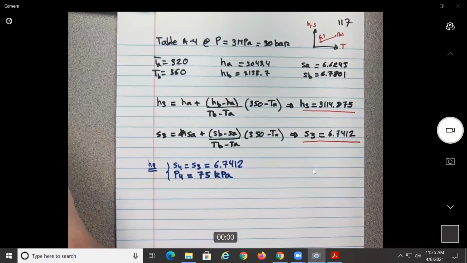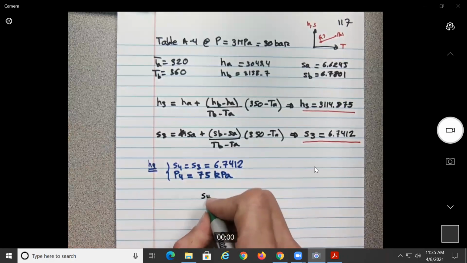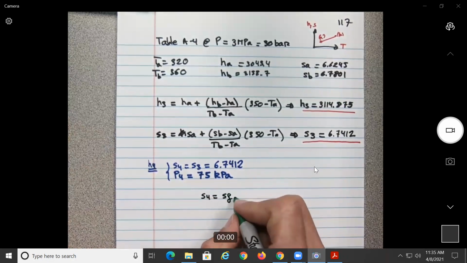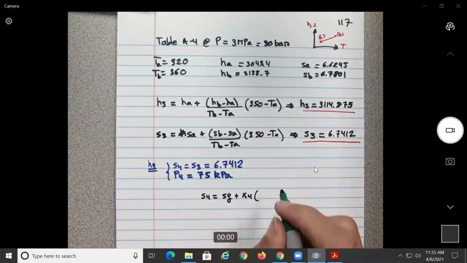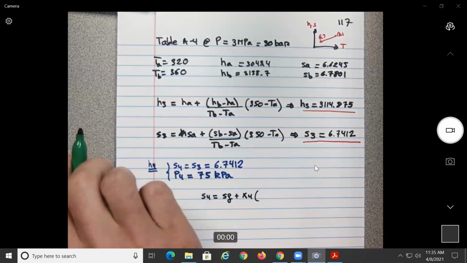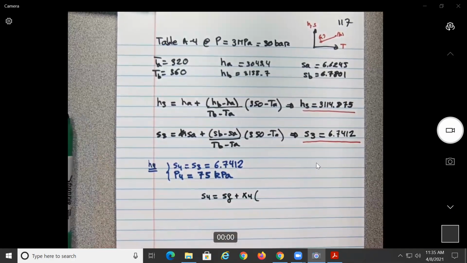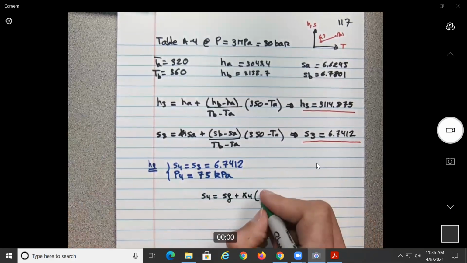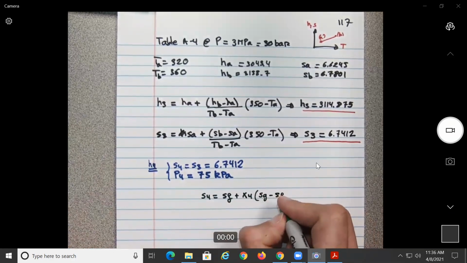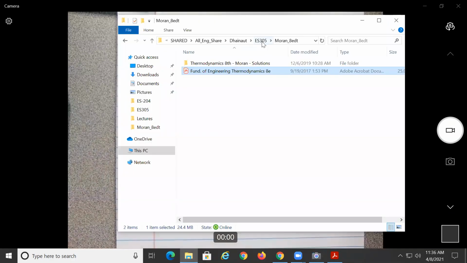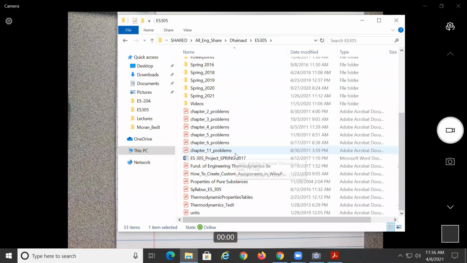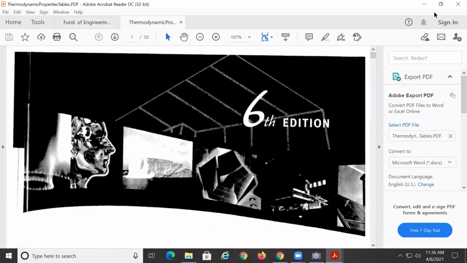So one expression to find the quality factor is what? So we know S of 4 should be equal to what? S of fluid plus X of 4, the quality factor, times, and this is what I think is S gas minus S fluid. Yeah, I think it's S gas minus S fluid. Okay. What is that relation? That relation should be, let's see if it's over here. Remember, I told you that. Oops, that's not what I want.